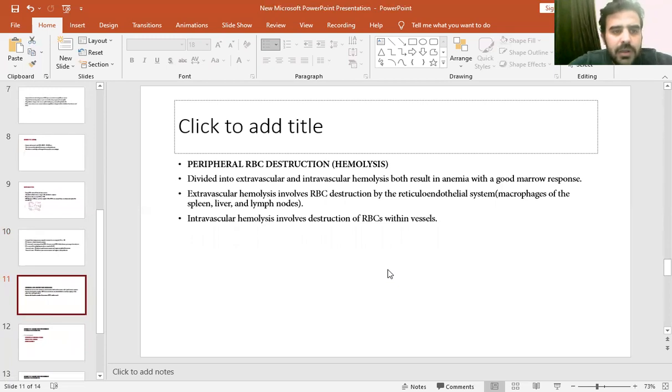Now, what actually is happening in case of peripheral destruction? Peripheral RBC destruction, or hemolysis, we have divided into two types, extravascular and intravascular hemolysis. Both result in anemia with a good marrow response. Extravascular hemolysis involves RBC destruction by the reticuloendothelial system. What is the reticuloendothelial system? It includes the macrophages of the spleen, liver, and lymph nodes. Intravascular hemolysis involves the destruction of RBC within the vessels.